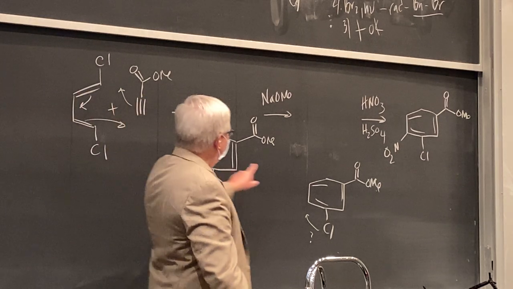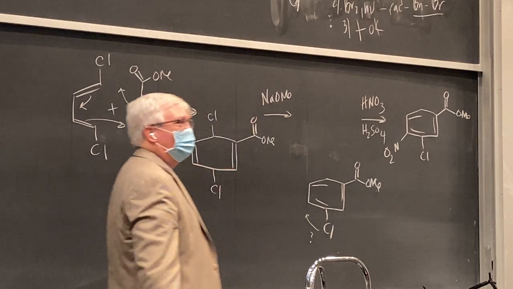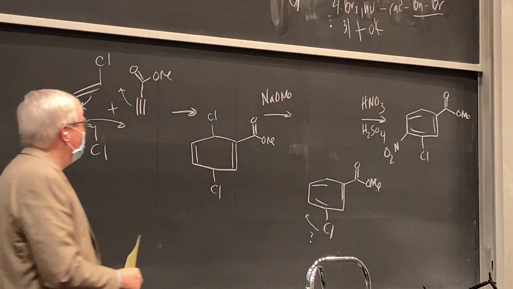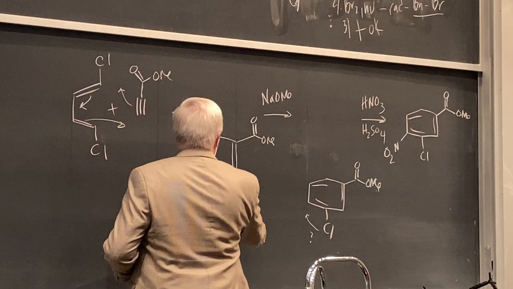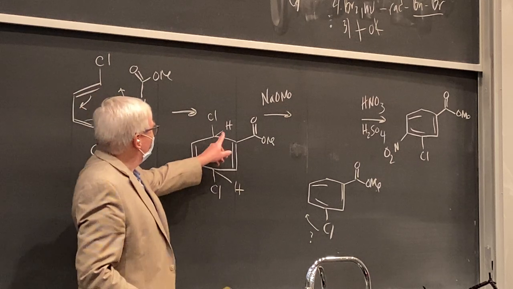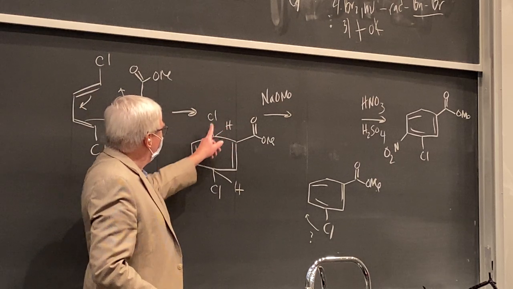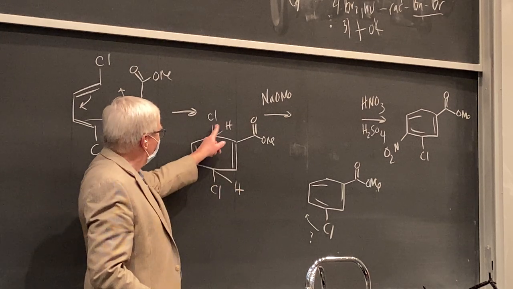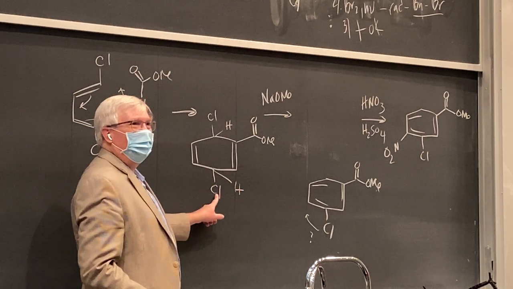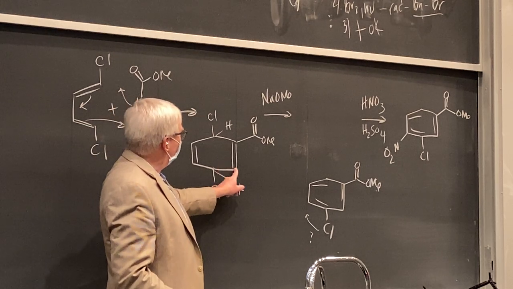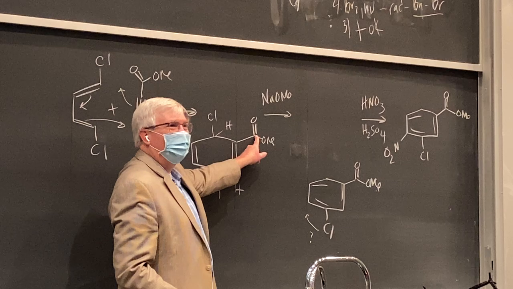That's the real question, right? Can this go to this? And how? You would eliminate, right? And which one do we eliminate? This one or this one? If we pull that one off, look, the chlorides would end up ortho. If we pull this one off and eliminate this one, then that one would stay there, right? And notice this hydrogen here is at the gamma position relative to the ester.